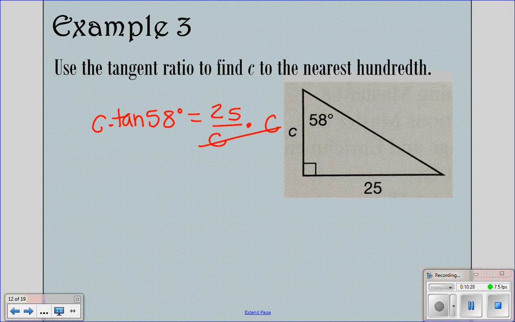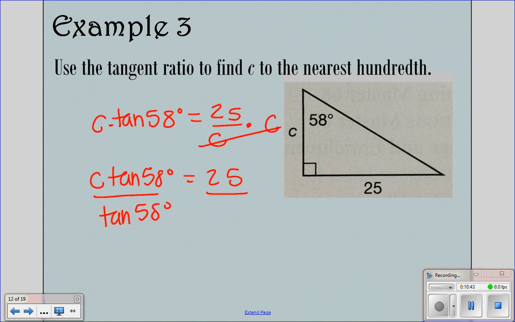And on the right side, the C's cancel. And so we have C times the tangent of 58 equals 25. Now to solve for C, we divide by the tangent of 58. And so your C is going to be equal to 25 over tangent of 58. Now, I have not used my calculator until this step, okay? So you don't actually need to figure out up here what is the tangent of 58. Just leave it in your work as the tangent of 58.